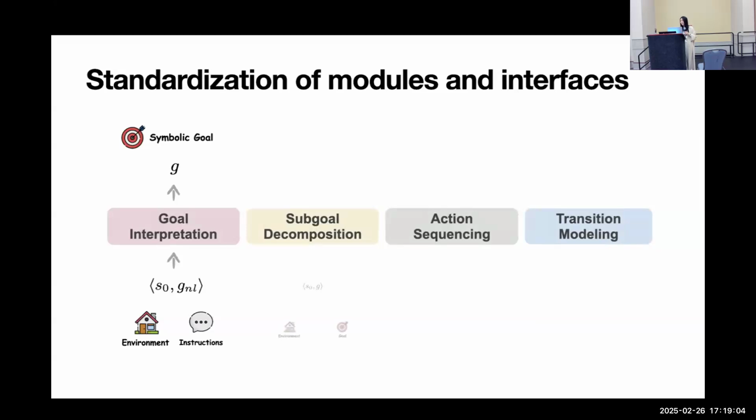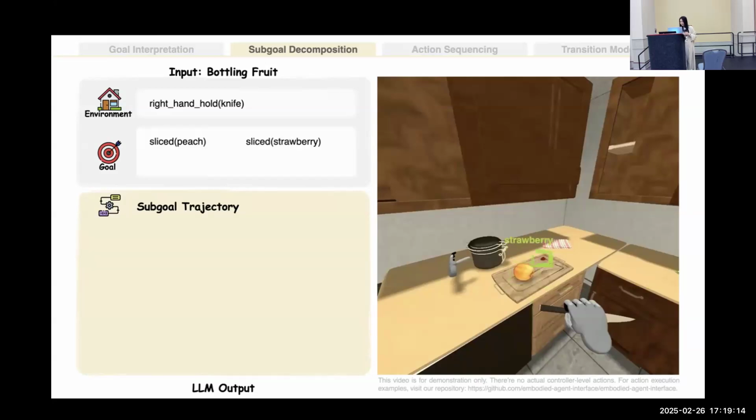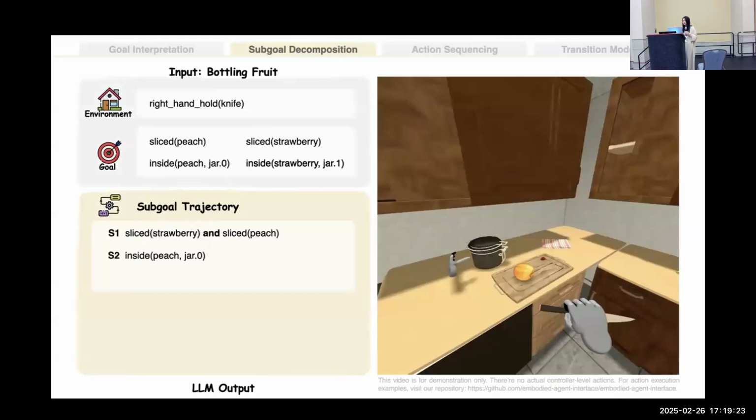And then we can decompose the goal into a sequence of sub-goals. So this is basically trying to handle the status that is very complicated. If we are trying to, like, bottle the fruit, then we basically need to slice the fruit, like the peaches and the strawberry, and put them into the bowl. So essentially, we need to break them down into a sequence of state changes. Like firstly, we want to slice all the fruits, and then we can put the peach inside the jar or put the strawberry inside the jar.